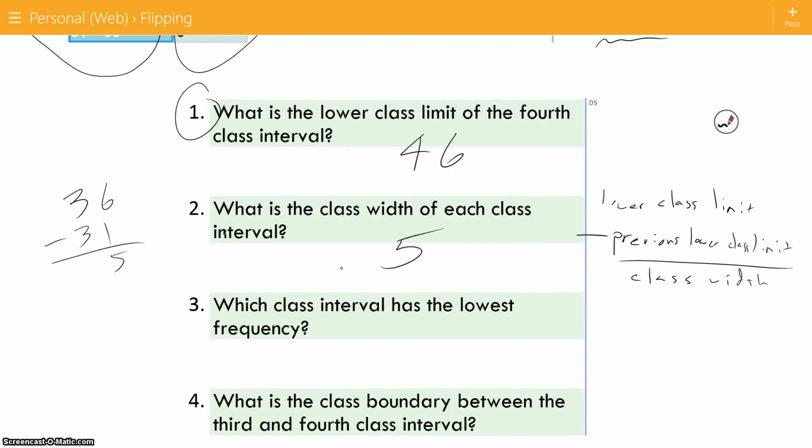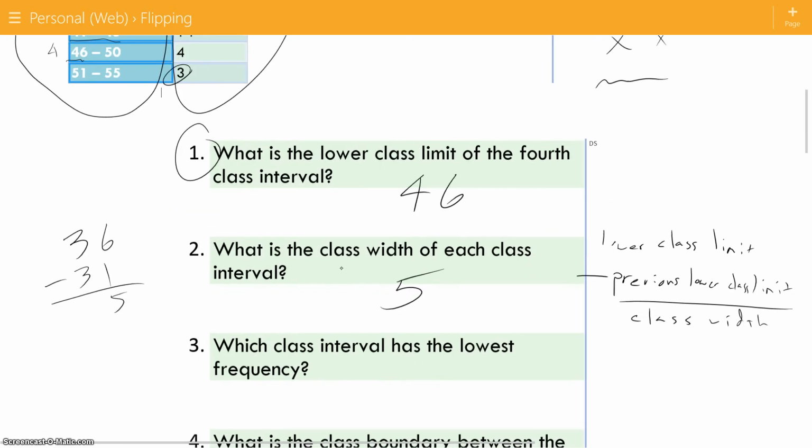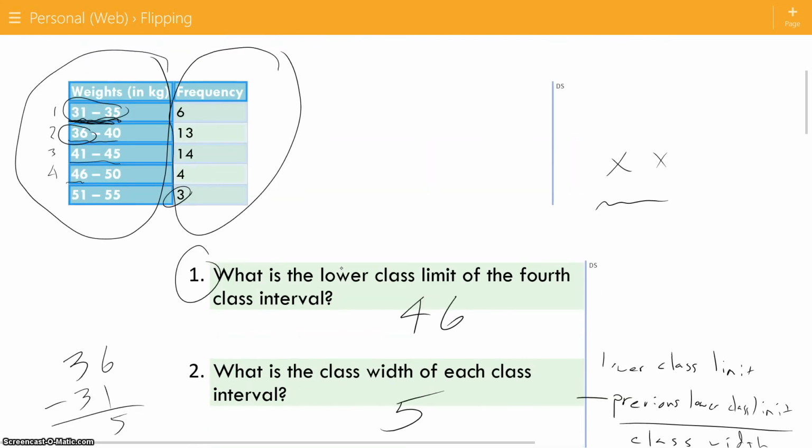Which class interval has the lowest frequency? I look at my data. If I'm looking for lowest frequency, I'm looking for which class has a frequency of the least value. I look at my 5 classes here, and I can see that 3 has the least value, so it would simply be 3. Conversely, if we were to ask for the highest, which of these classes would have the highest frequency?